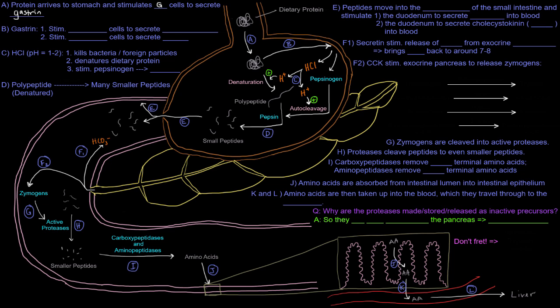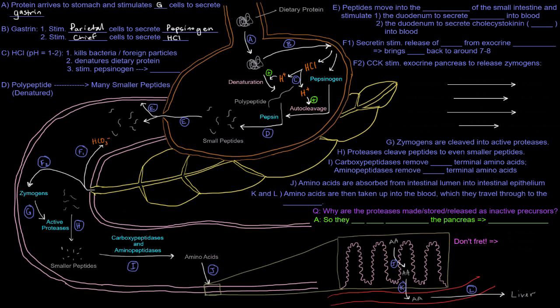Okay. The second thing, part B here, gastrin does two things. It is going to stimulate parietal cells to secrete pepsinogen. And it's also going to stimulate chief cells to secrete HCl, or hydrochloric acid. So that's what's happening right here in part B. We're stimulating the cells of the stomach to produce these two things, right? The parietal cells produce pepsinogen right here, and the chief cells produce the HCl, the hydrochloric acid.